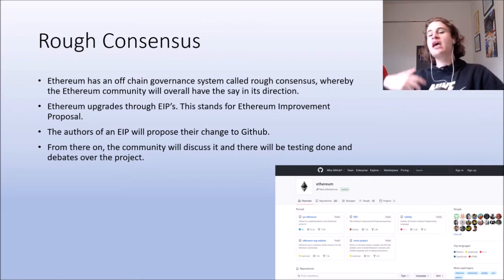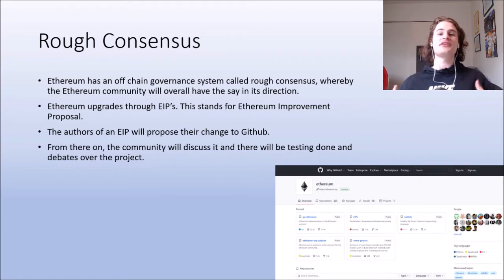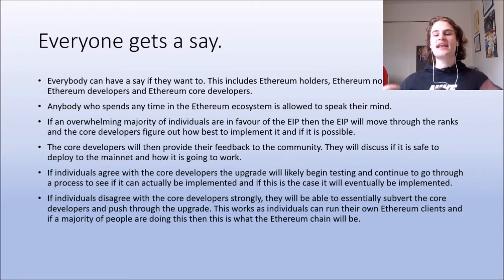Now, essentially, once this is done, the community and other individuals will see that somebody's proposed an EIP. From there on, all of the individuals will start looking at that EIP and they will start discussing this. So the general Ethereum community will start discussing this EIP. Now, the important thing to note in this discussion is that everybody gets a say. Everybody can speak their mind and have a say in the discussion if they want to. This includes Ethereum holders, Ethereum node operators, Ethereum developers, and Ethereum core developers. Anybody who spends time in the Ethereum ecosystem is allowed to speak their mind.